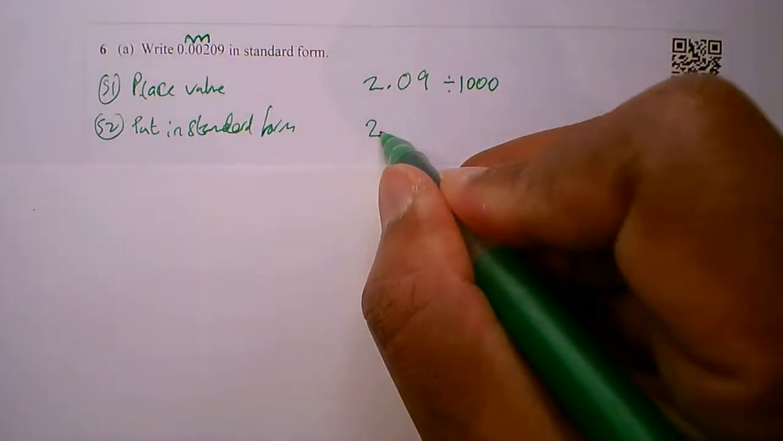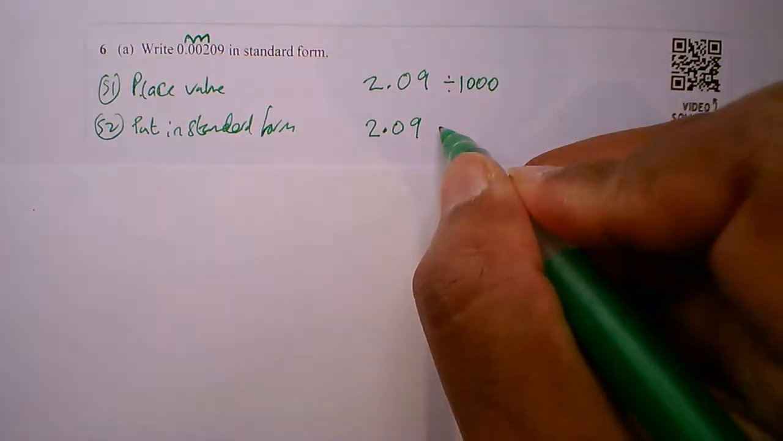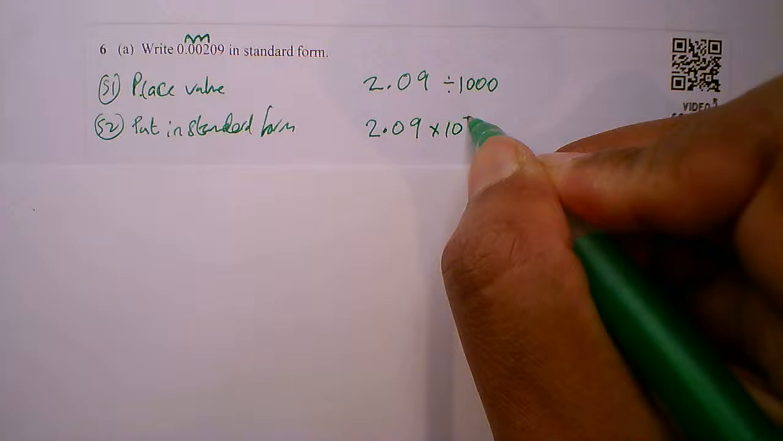That means I need to put it in standard form: 2.09 times 10 to the power minus, there's 3 zeros, so minus 3. So that is my answer, 2.09 times 10 to the power minus 3. So nice and quick question there.